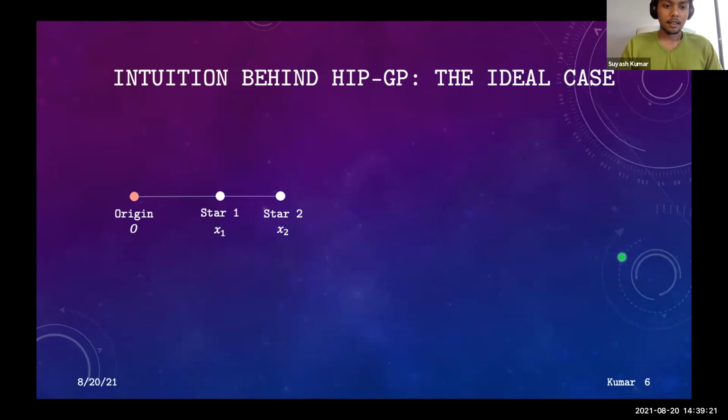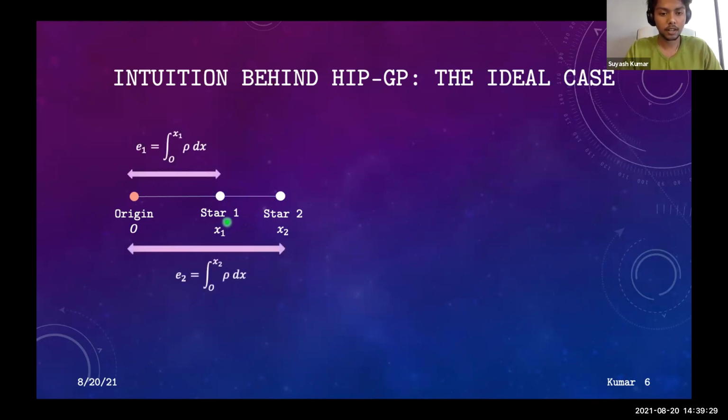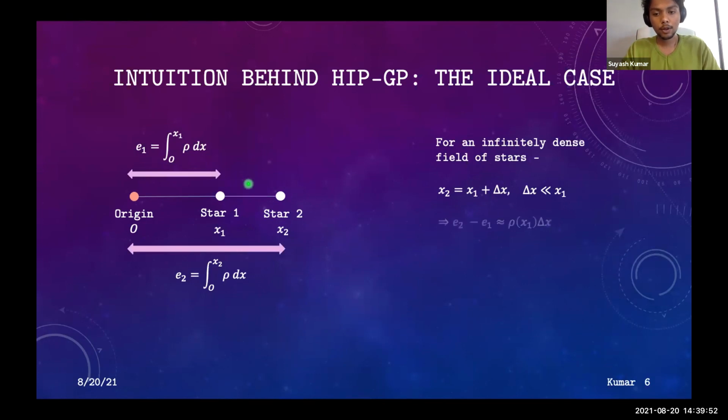Well, to answer that, let's think of an intuitive case where we can imagine two stars being along the same line of sight, and we also have access to their respective extinctions. Now, in an ideal case, if space is infinitely filled up with stars, we can choose two stars such that they are very close together. And because we already assume that the dust density changes smoothly and slowly, we can assume it to be roughly constant over this small segment between the two stars. And therefore, when we subtract off the extinctions from each other, it would be equal to the density in the small region times the length of that region. And from there, we can work out the density.